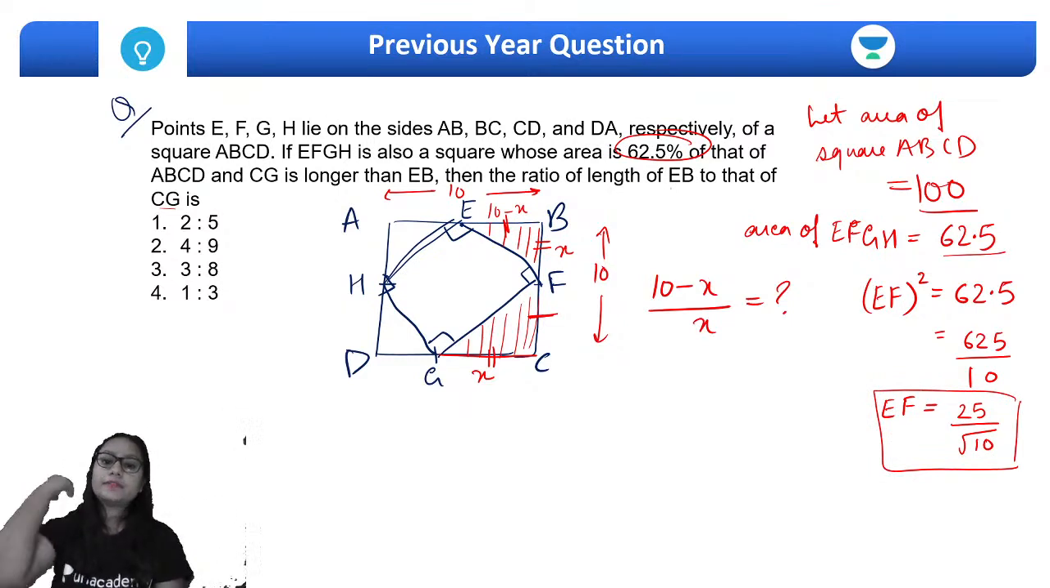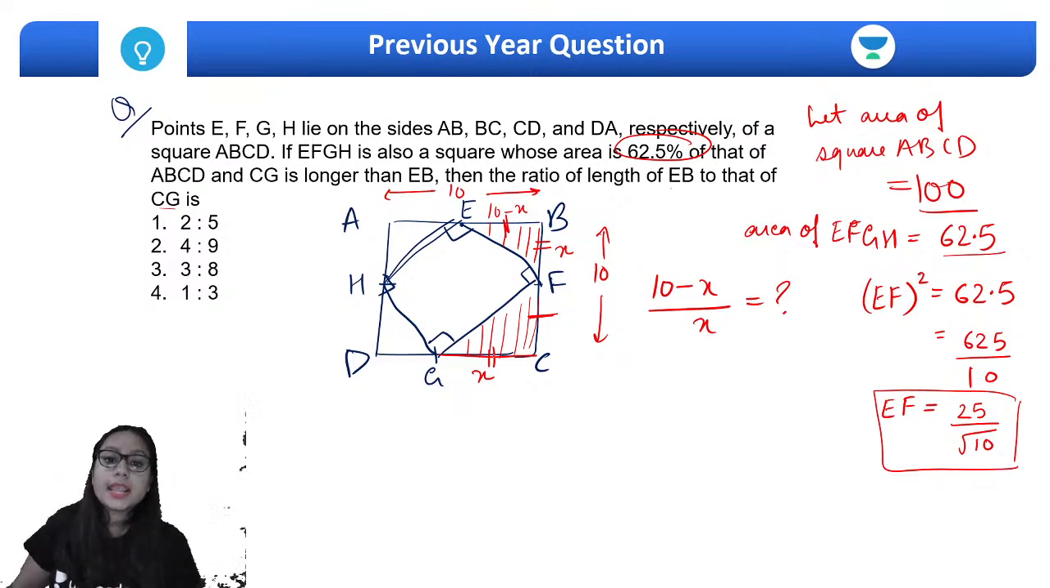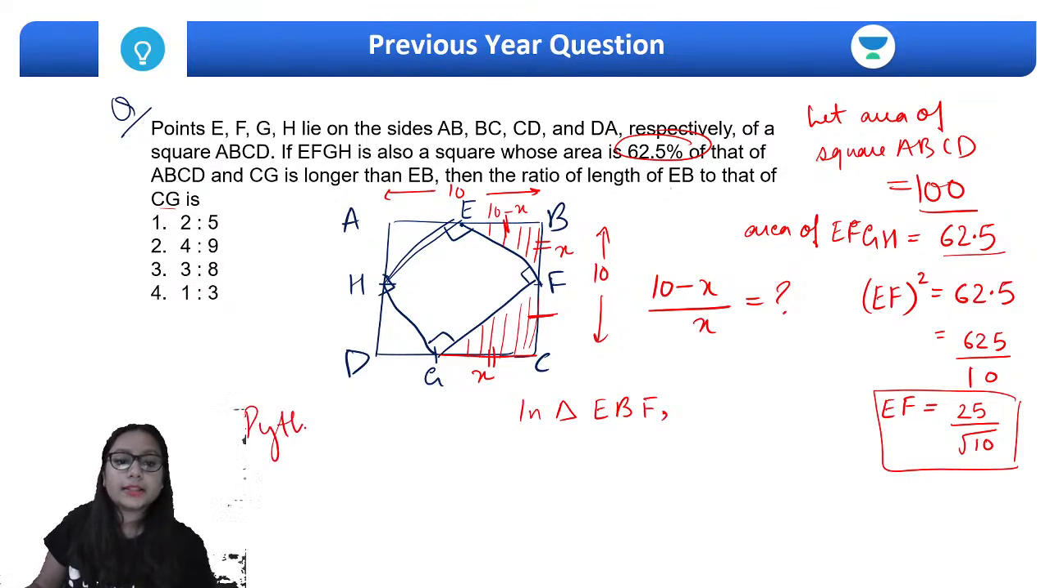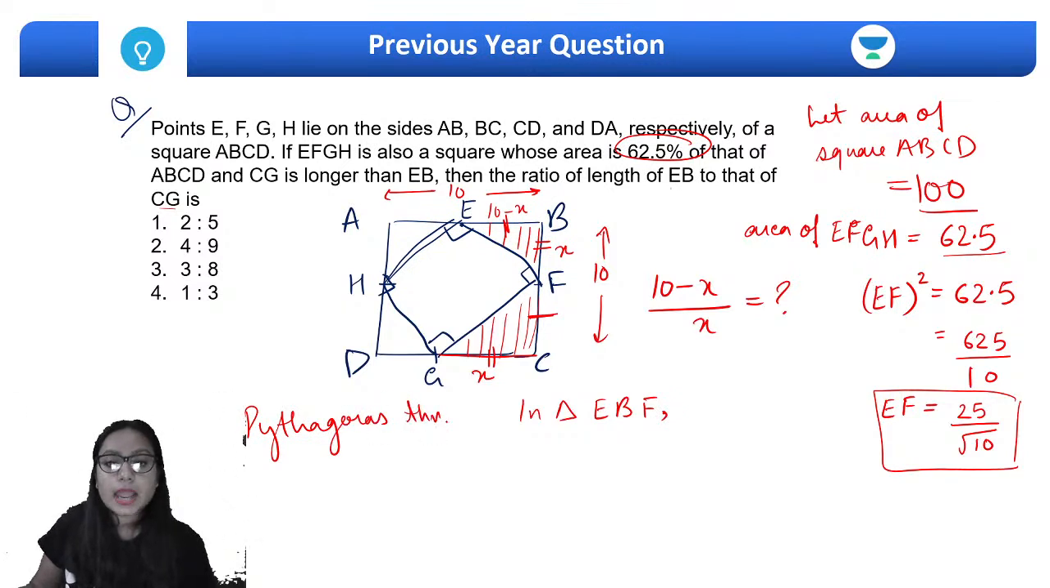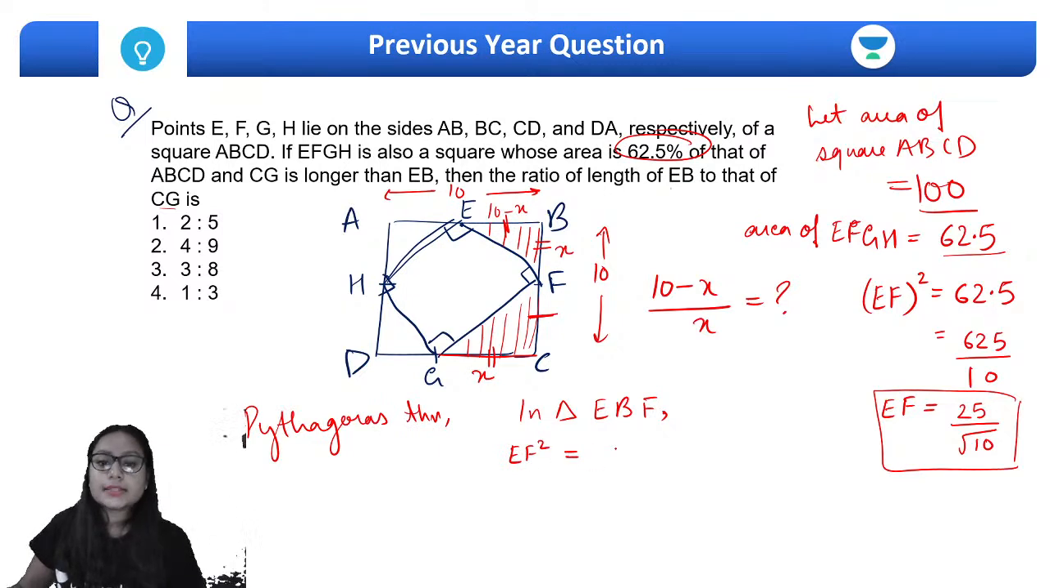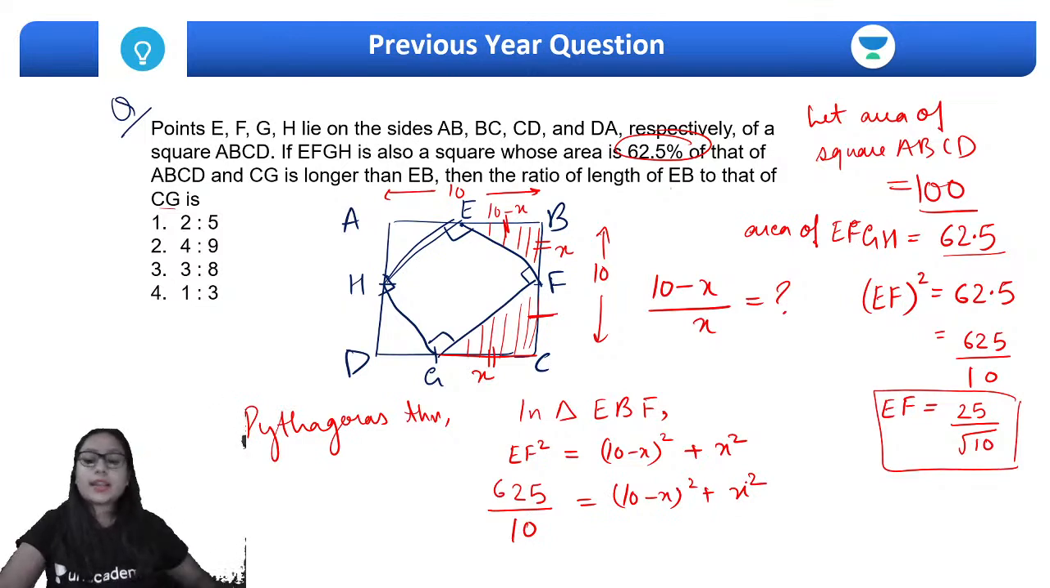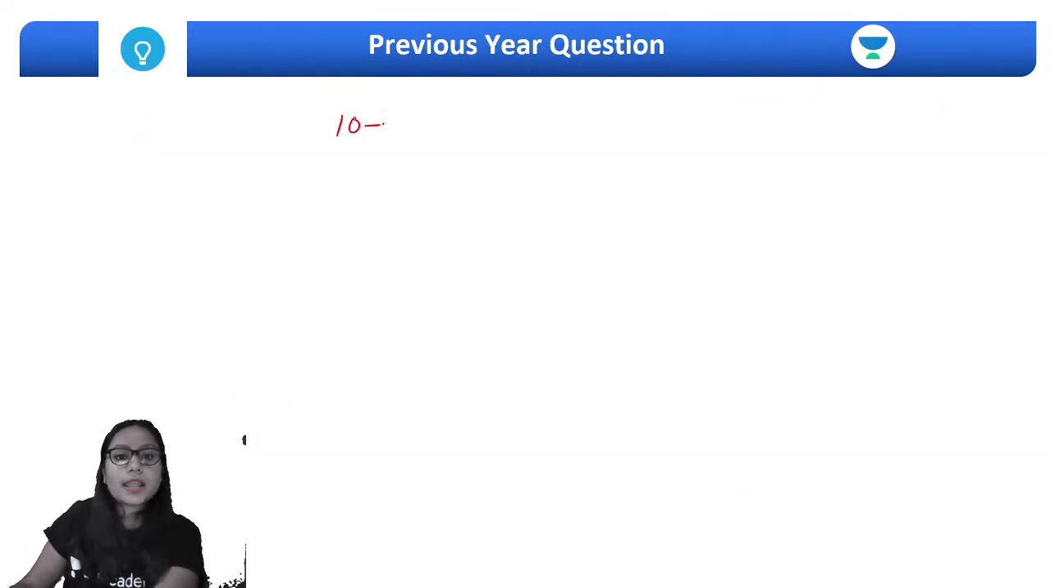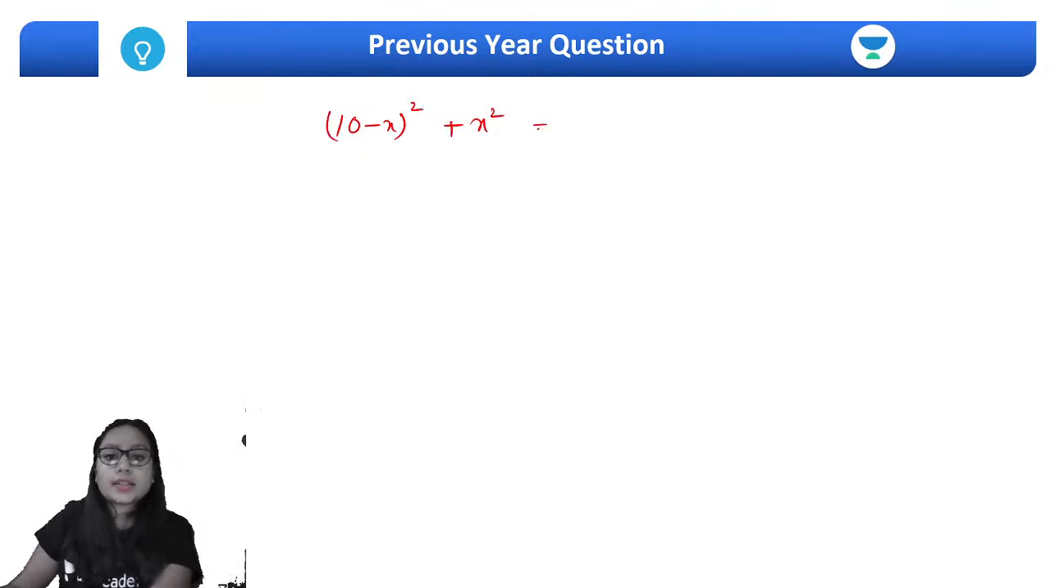Now, if the value of EF is 25 upon root 10, in triangle EBF I can apply Pythagoras theorem. So, EF square is equal to (10 minus X) whole square plus X square. EF square is given to be 625 by 10, which is equal to (10 minus X) square plus X square. This is what I have now. Let us continue further. From here we can simplify this equation and get a value of X. Let us try to do that.